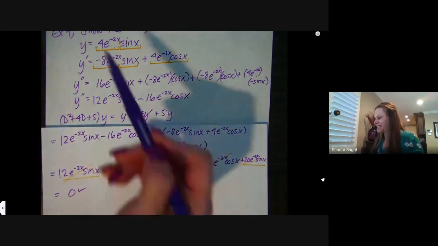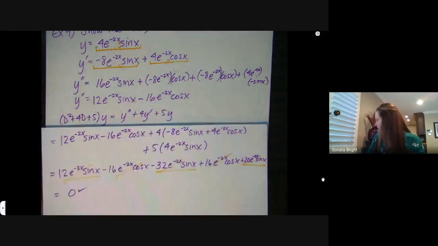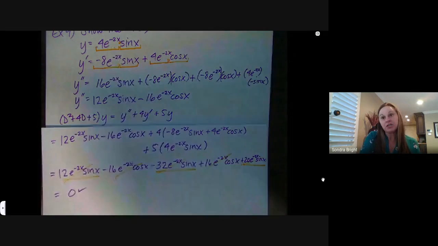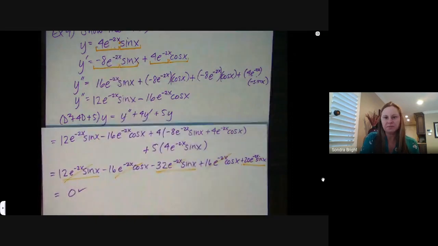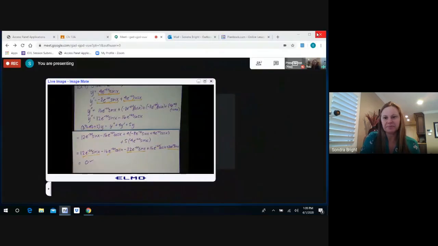All right, that is it for how to handle it when there's constant coefficients. We'll do when it's not constant coefficients coming up.